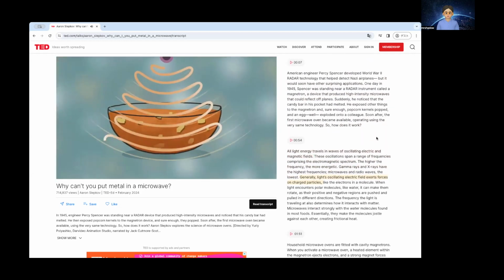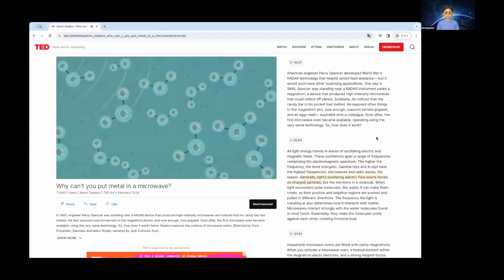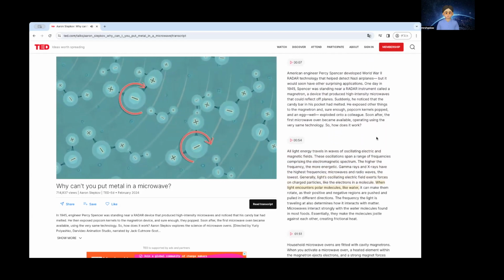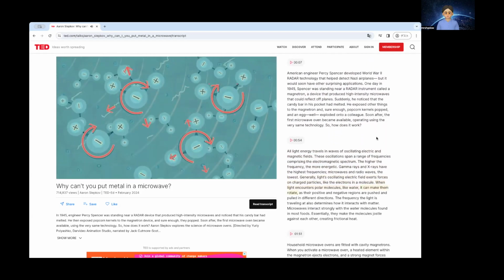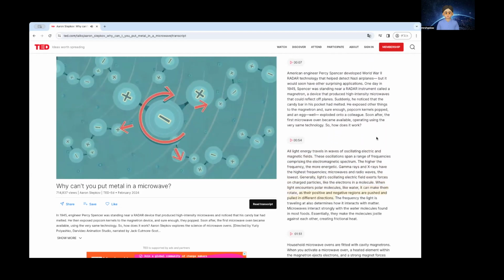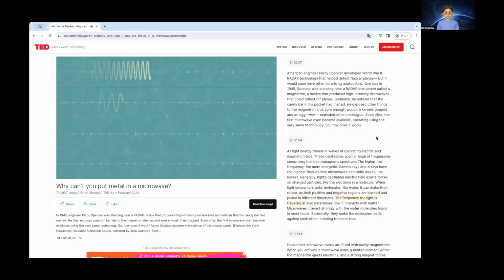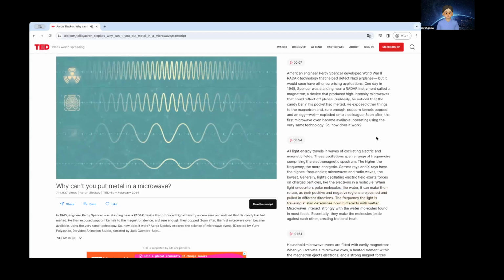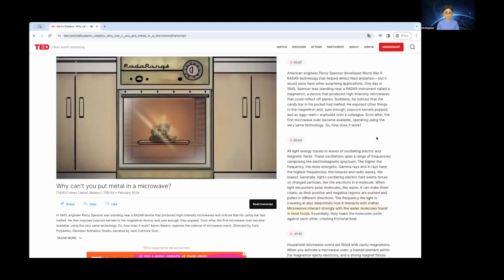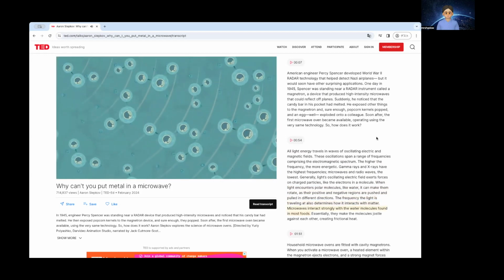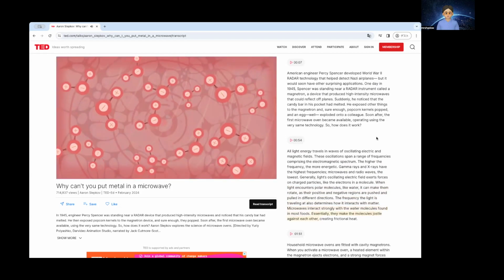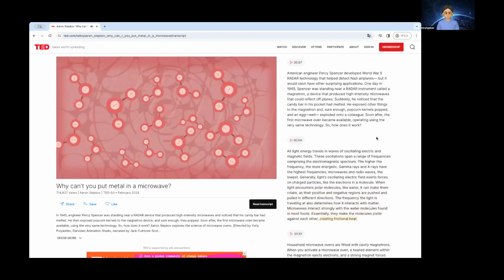Generally, light's oscillating electric fields exert forces on charged particles, like the electrons in a molecule. When light encounters polar molecules, like water, it can make them rotate. Their positive and negative regions are pushed and pulled in different directions. The frequency the light is traveling at also determines how it interacts with matter. Microwaves interact strongly with the water molecules found in most foods. Essentially, they make the molecules jostle against each other, creating frictional heat.